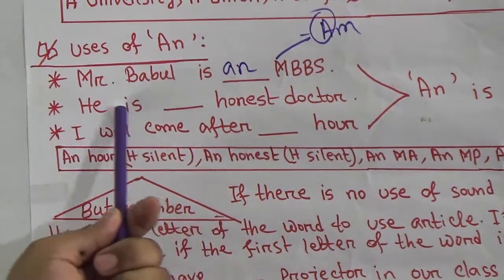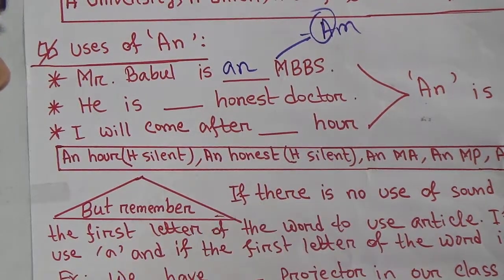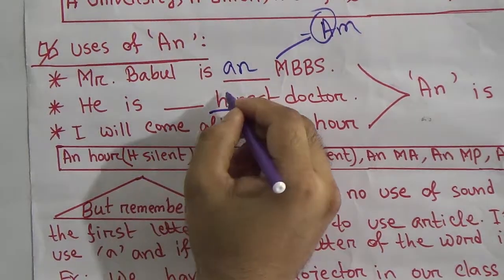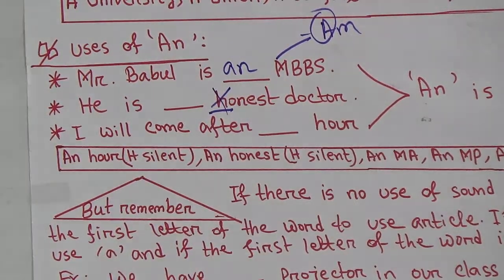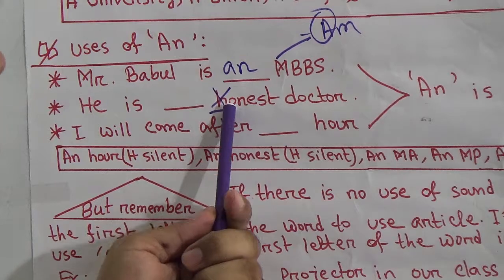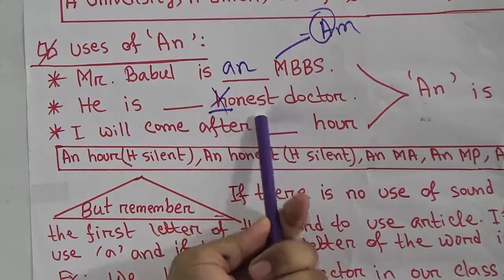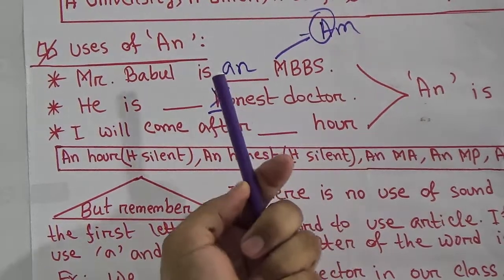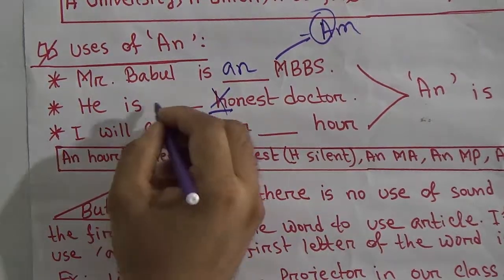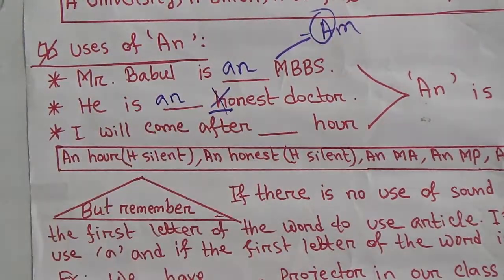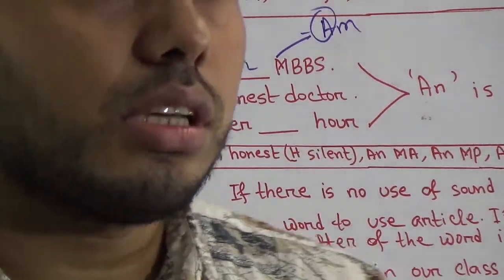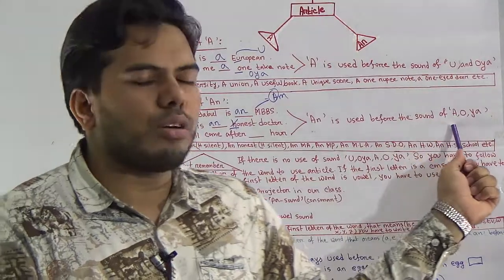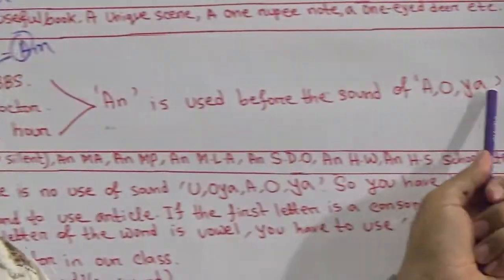Second one, he is an honest doctor. Here, notice it, H is silent. Our only O sound is produced here. Our sound is onest, so H is not pronounced here. H is silent. So here also you should use an. So in these examples, we came to learn that an is used before the sound of a, o and other vowels.